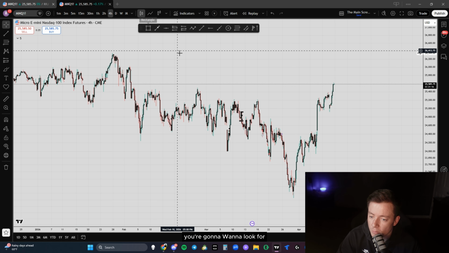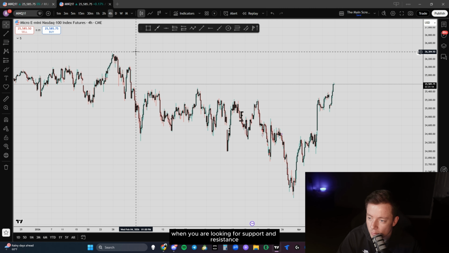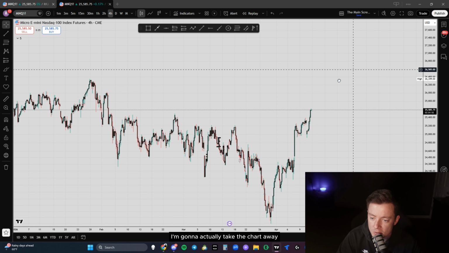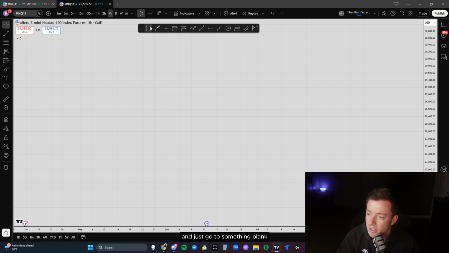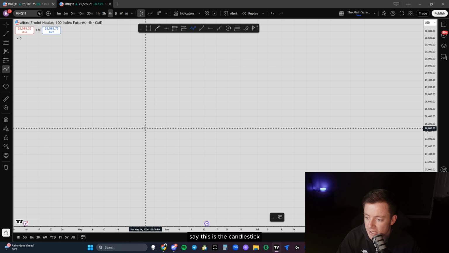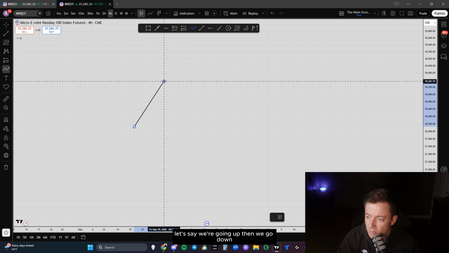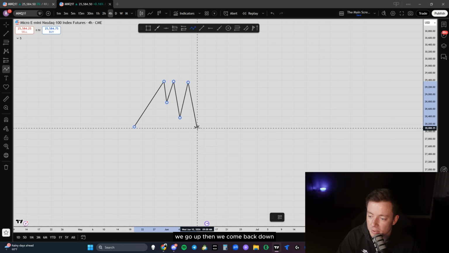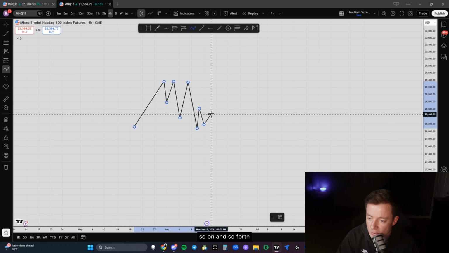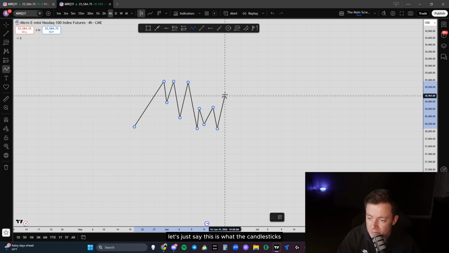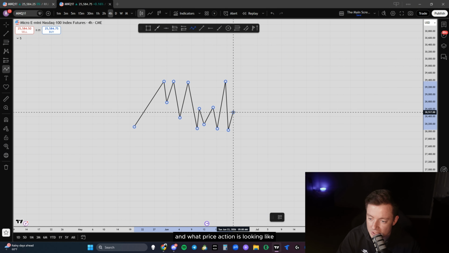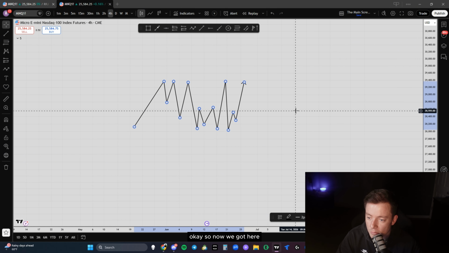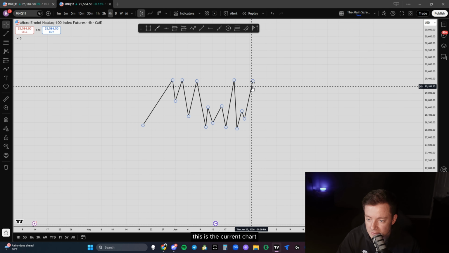You're going to want to look for support and resistance. If you are brand new, I'm going to actually take the chart away and just go to something blank. Say this is the candlestick. Let's say we're going up, then we go down, then we go up again, then we go back down, we go up, then we come back down, so on and so forth. Let's just say this is what the candlesticks and what price action is looking like, okay? So now we got here, let's just say we're done. This is the current chart.